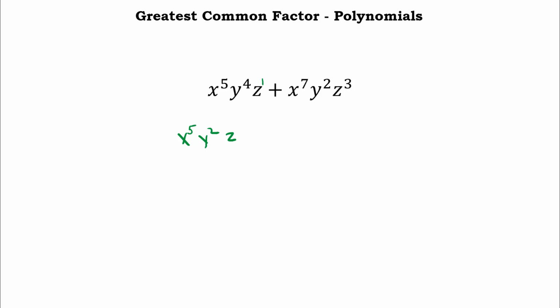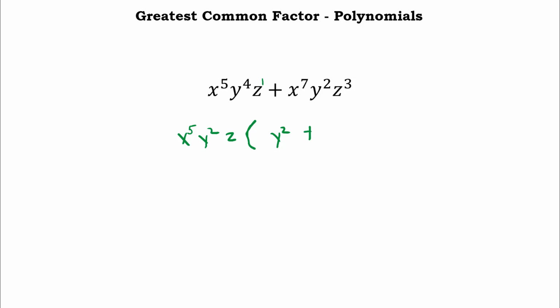Okay. So now we're going to multiply this by something to get what we started with. Well, x to the 5th power, we already have that. So we'll get that again. Y squared, to get a y to the 4th, we need to multiply by y squared. And to get a z, we already have a z. Okay, so we're good on that.